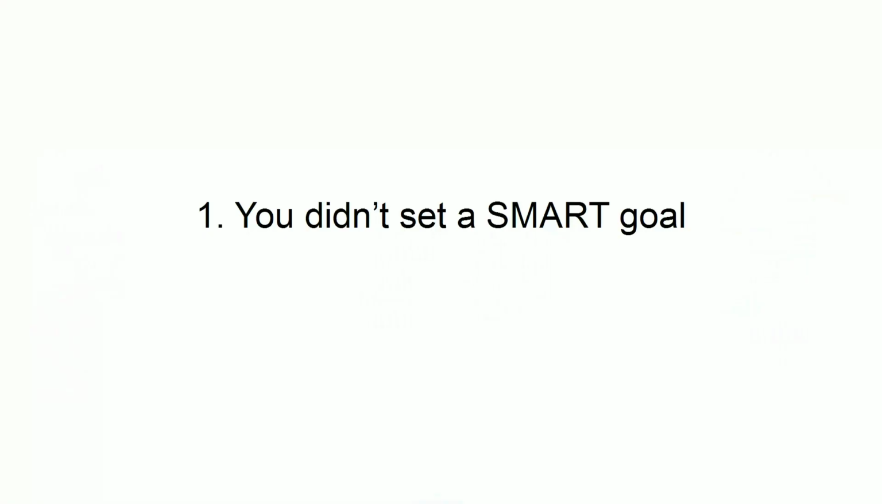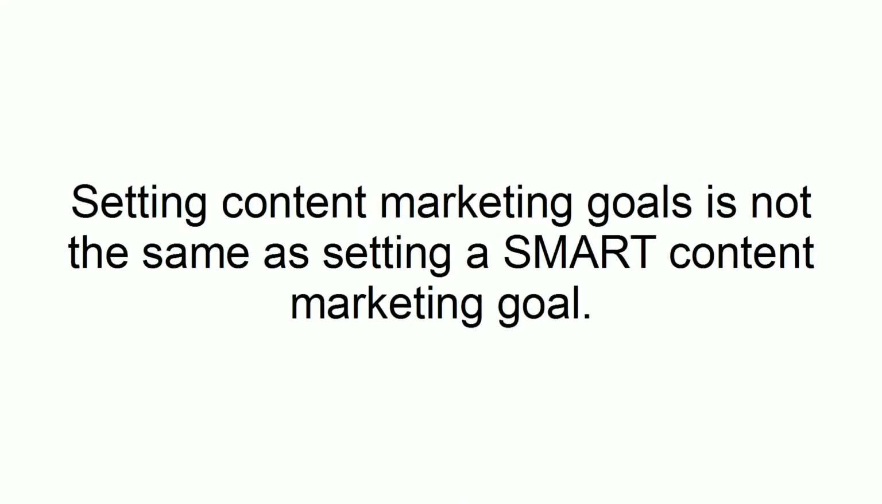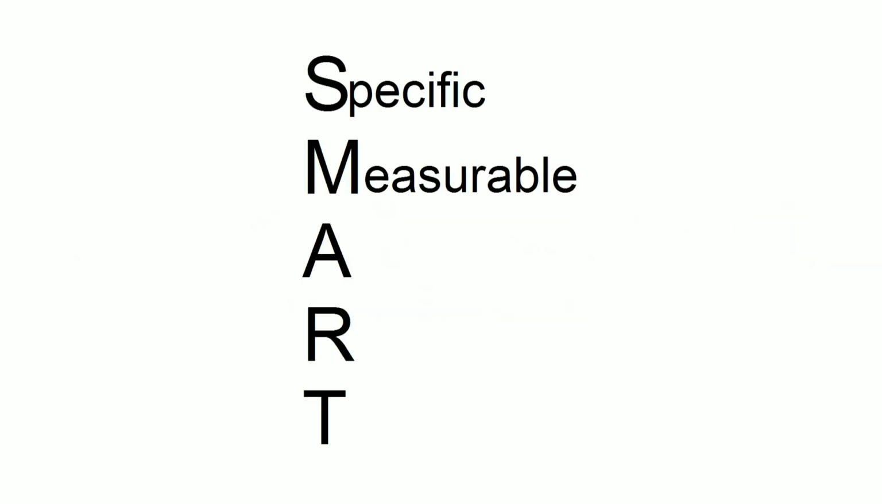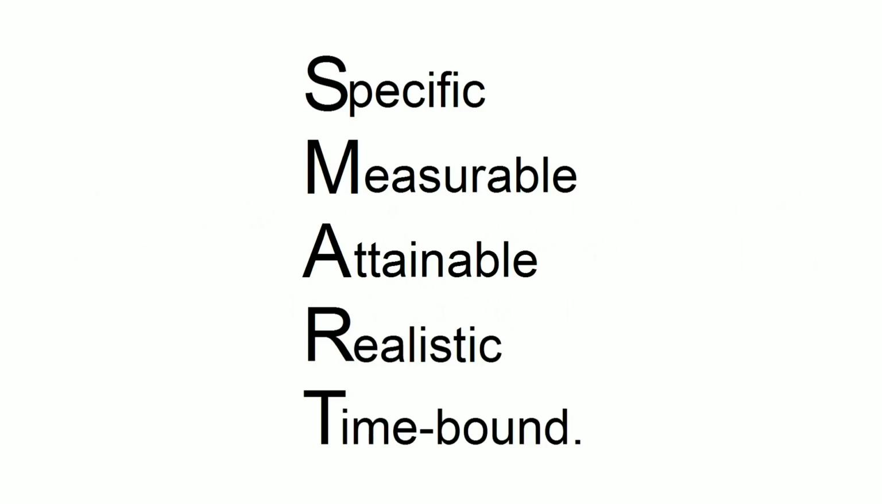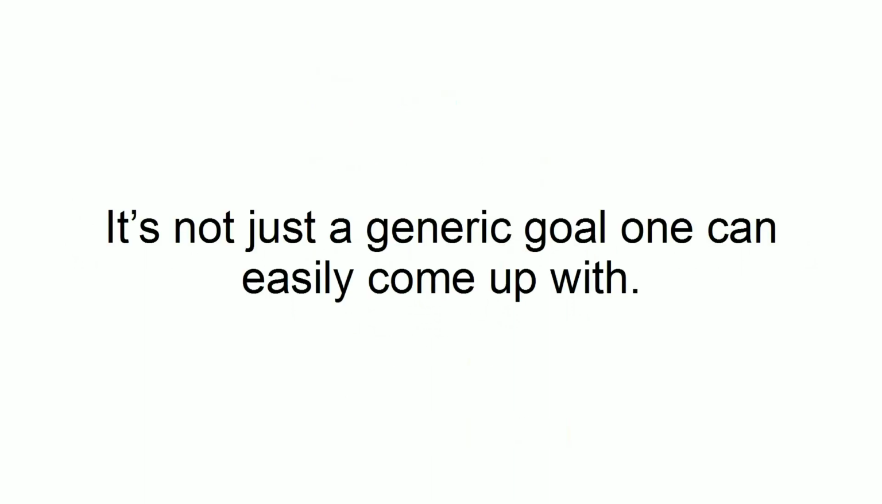Number 1. You didn't set a SMART goal. Setting content marketing goals is not the same as setting a SMART content marketing goal. A SMART goal means it's a specific, measurable, attainable, realistic, and time-bound goal. It's not just a generic goal one can easily come up with.